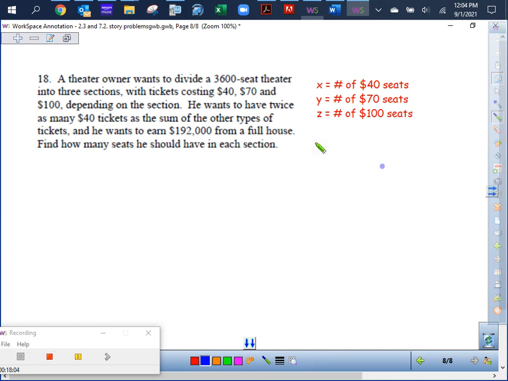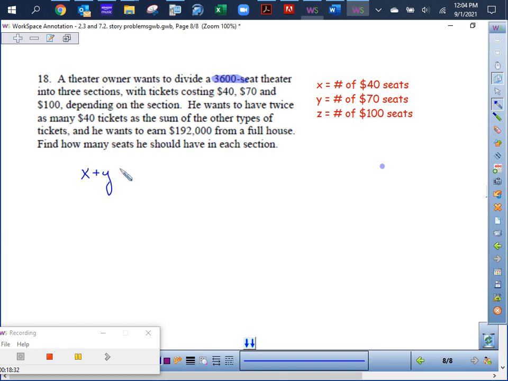So let's talk about all of these numbers in here, boom, have dollar signs by them except for this one. This is the one that has no dollar sign with it. 3,600 what? Seats. So we're going to do seats plus seats plus seats equals seats. How many $40 seats do they have? X. How many $70 seats? Y. And how many $100 seats? Z.